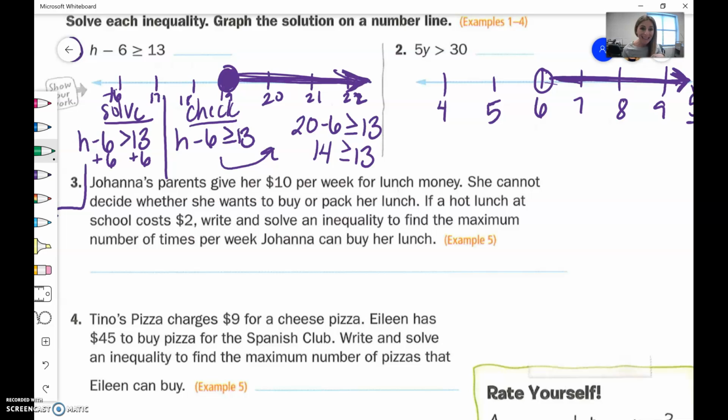So she can spend at most $10, right? Yes. So let's pick a variable, and I'm just going to pick B. Lunch costs $2 every single time she goes, so 2B, and we know that has to be less than or equal to $10. Every time she buys a lunch, it's going to cost her $2. If she bought one lunch, it's going to cost $2.